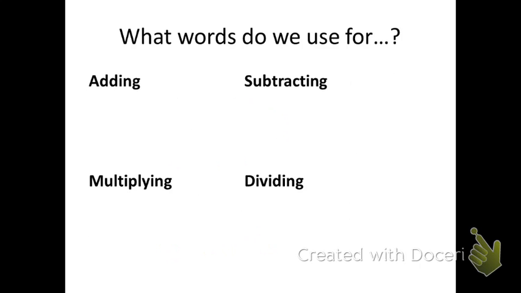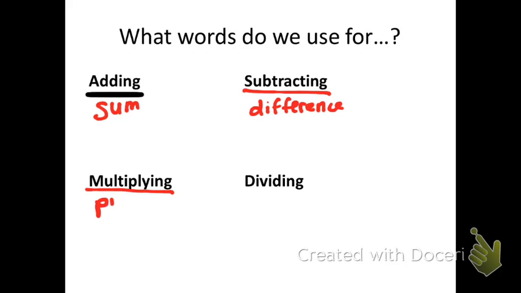What words do we use for adding, subtracting, multiplying, and dividing? Well, the big ones that you should know are the following. For adding, you should know sum. For subtracting, you should know difference. For multiplying, you should know product. And for dividing, you should know quotient. These are the obvious indicators of what you should do in your problems.